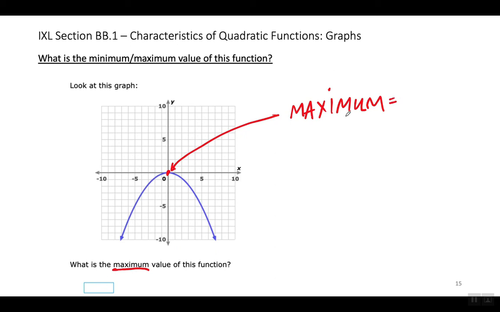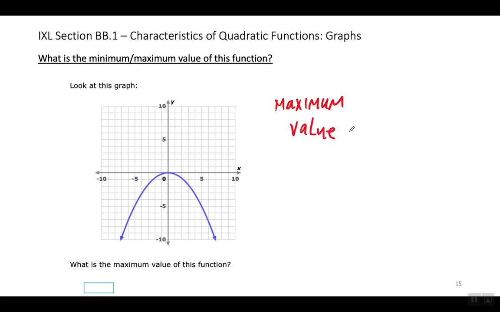Let me write that here. Actually, let me say this. The minimum and maximum value is always going to be the y-coordinate of the vertex. So the maximum value is the y-coordinate of the vertex.